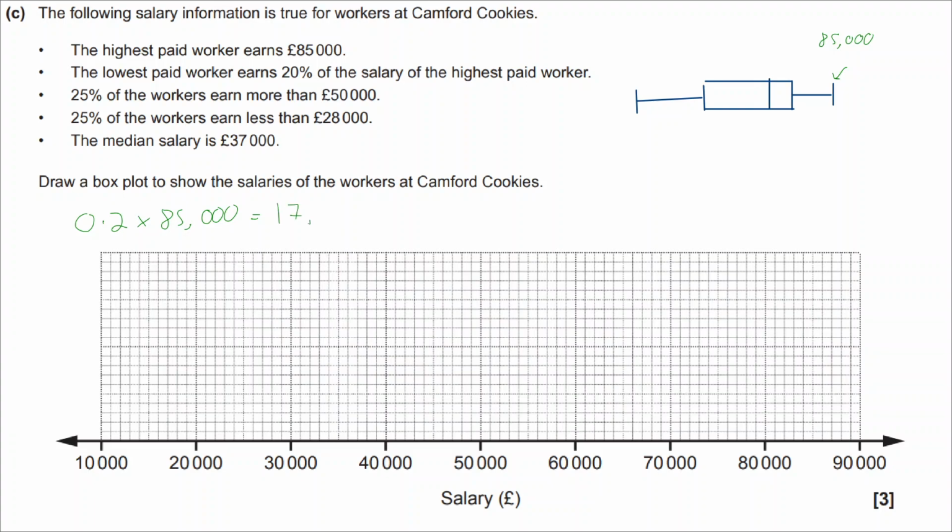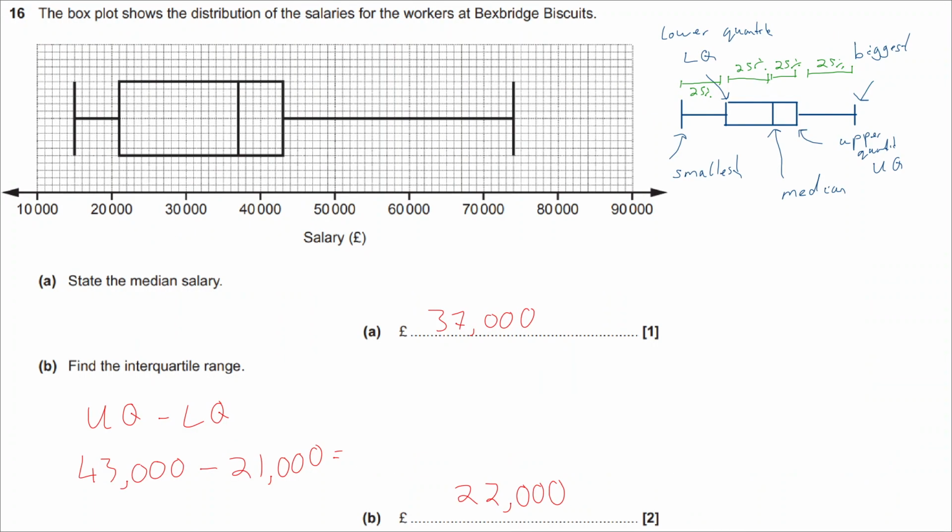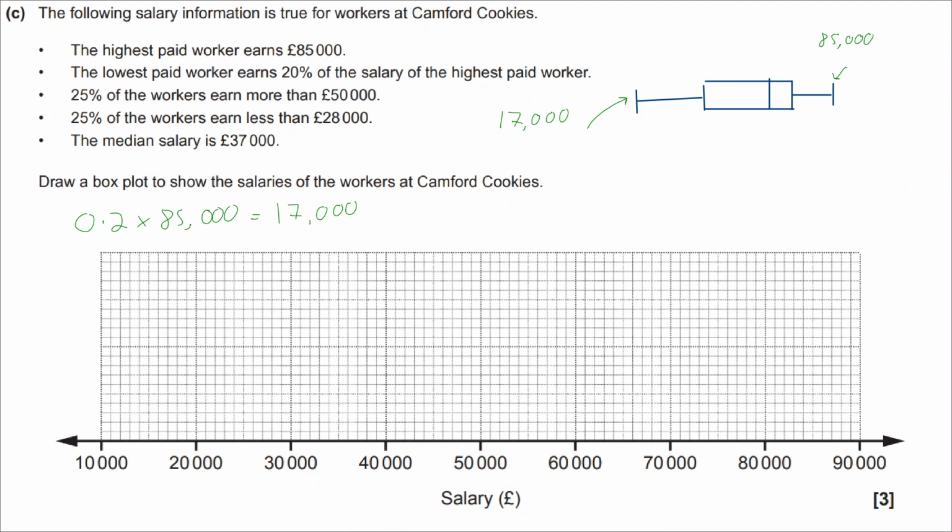17,000. So the lowest paid worker is going to be earning 17 grand, which is this person over here, £17,000. 25% of the workers earn more than £50,000. That's kind of like saying the top 25%, from the upper quartile to the biggest value, so the upper quartile here must be £50,000. We've done this one.